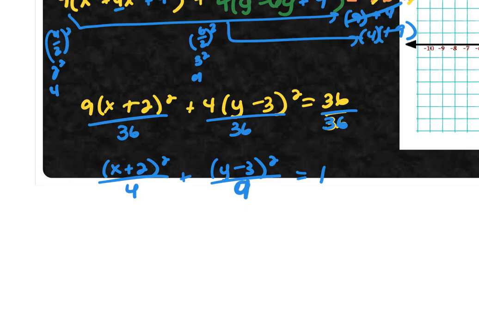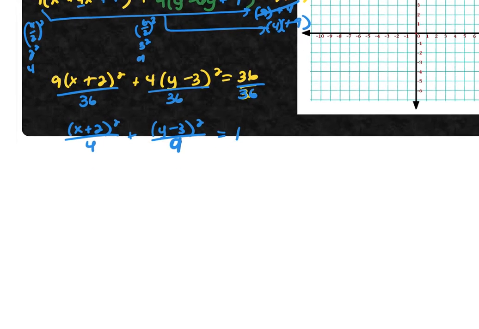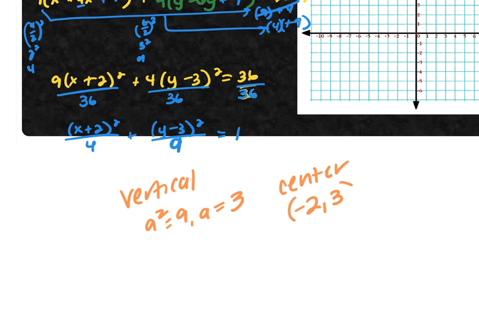All right, so now tell me what you know about this ellipse. It's vertical because the a squared is under the y. So a squared is 9, which makes a 3. What else? Good. Center's (negative 2, 3). What else? Before you get there, what's b, right? B squared is 4. B is 2.